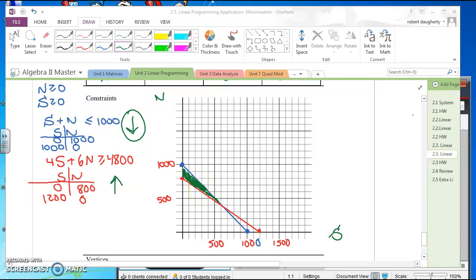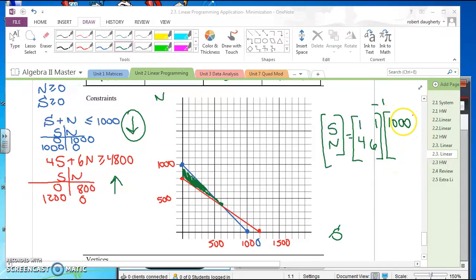So I can tell I'm going to have 3 vertices, okay? It looks like this one is 600, 400. I can double check that. I can do that with matrices. I know that SN is going to be equal to the inverse of the matrix 1, 1, 4, 6 times 1000, 4800.